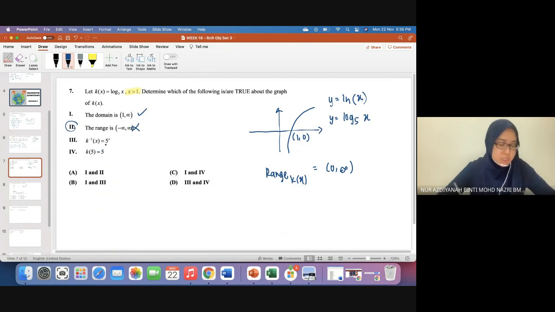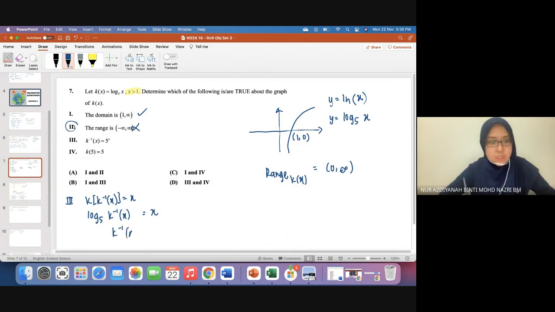And then dia minta kita check dia punya inverse. So kena carilah sikit inverse of this function. So for the inverse of k, the third statement here, k composite k inverse of x must equal x. So kalau kita ada kat sini log base 5 and then k inverse of x, that is equal to x.